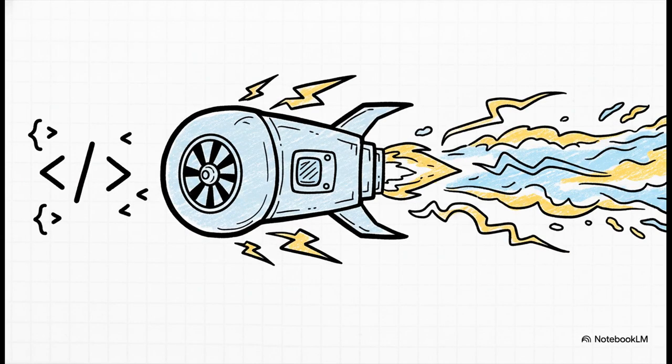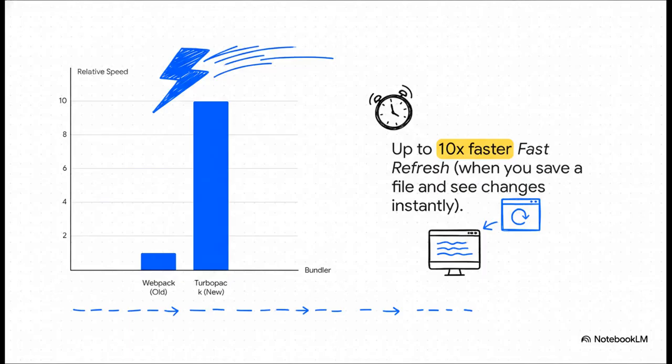And the speed improvements aren't just for the users. Next.js 16 also supercharges the experience for developers with a new engine called Turbopack, and it is now the default. Just look at this chart. When a developer saves a file, they want to see their changes in the browser instantly. The old way was okay, but Turbopack is up to 10 times faster. This means developers can build and iterate at a speed that was honestly just unimaginable before.